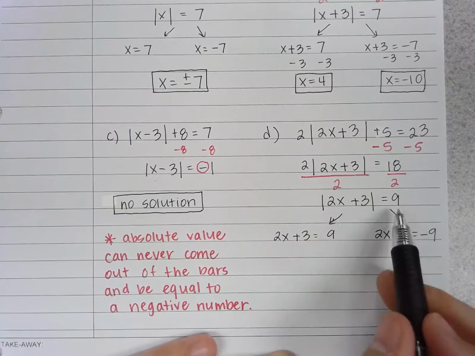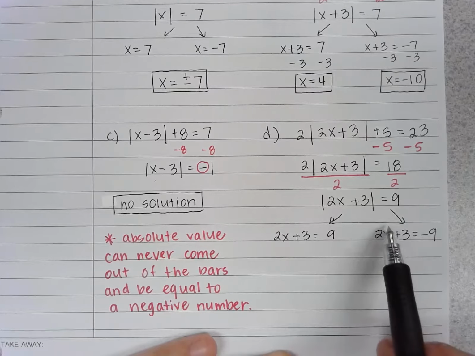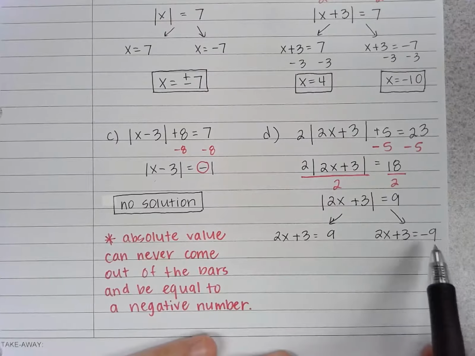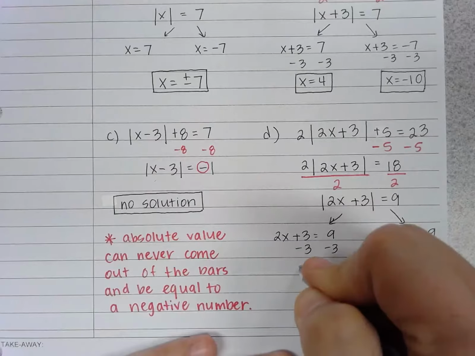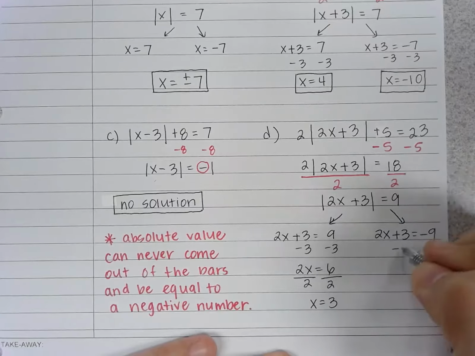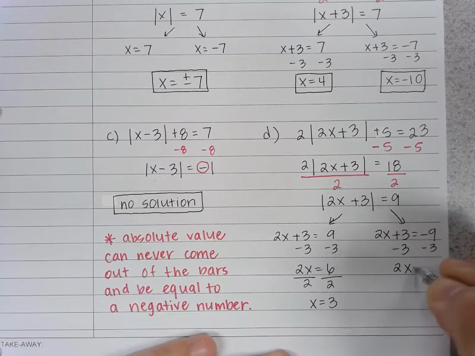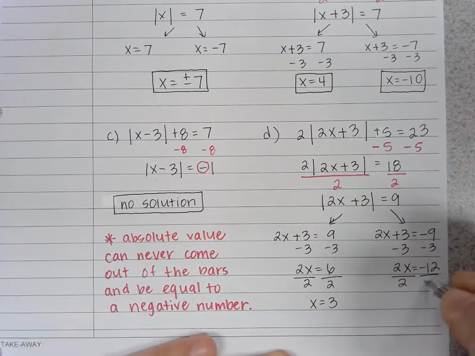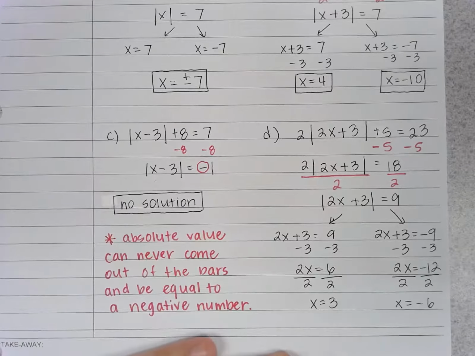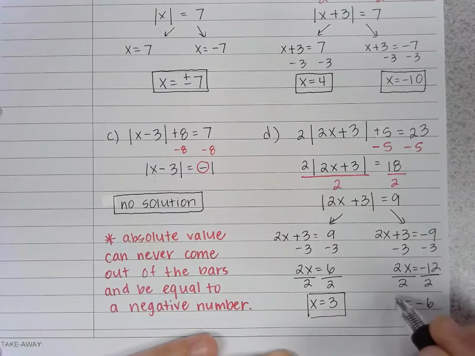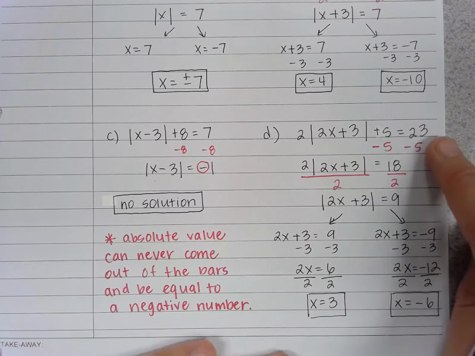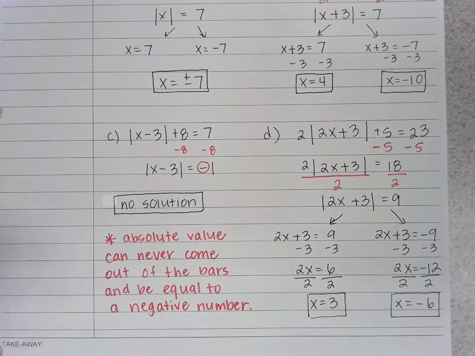So the inside can be equal to the positive of this number, and then the inside can be equal to the negative of this number. The only thing that changes between these 2 equations is the positive 9 and the negative 9. And so when I go through and I solve this to find my 2 equations, I'm going to subtract the 3's and divide the 2's. And so I'm going to get positive 3 as one of my answers, and I'm going to get negative 6 as my other answer. And so those are the 2 numbers, the 2 solutions that would work as an answer to this original question that's typed on my paper.